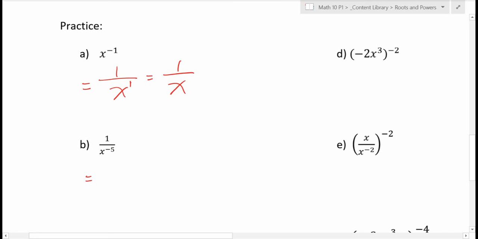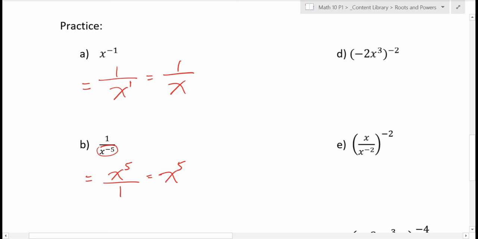Well, it doesn't matter, okay? If it's in the denominator and the exponent is negative, all you have to do is move it to the top, right? Because this was on the bottom, you move the x to the power 5 to the top, and you move 1 to the bottom. Okay, so then this is just x to the power 5.